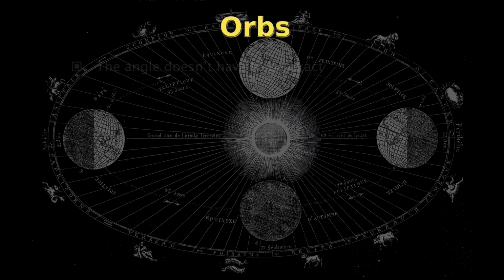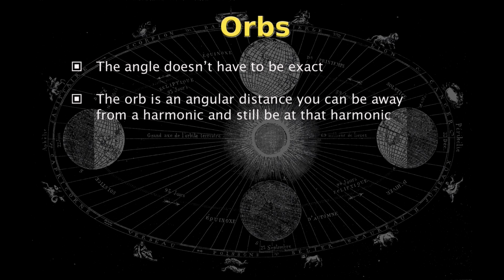Aspects and harmonics don't need to be exact. This is the concept of orbs. Think of tuning a radio. You can be a little bit off the station that you're listening to and still get the signal. Admittedly, it may have some static, but as you get closer and closer, the signal gets clearer. The same applies with orbs. It's the angular distance the planets can be away from a harmonic and still be considered to come together as that harmonic.